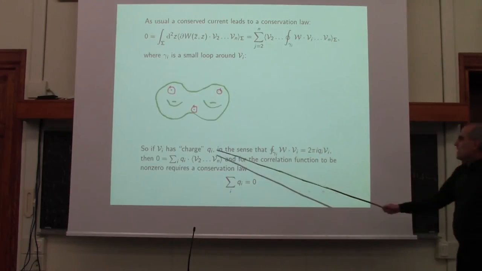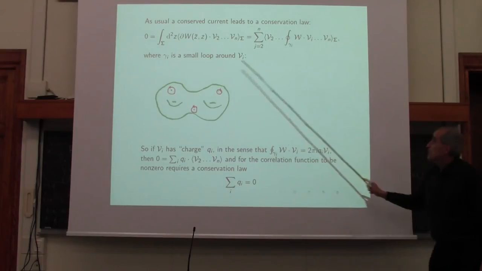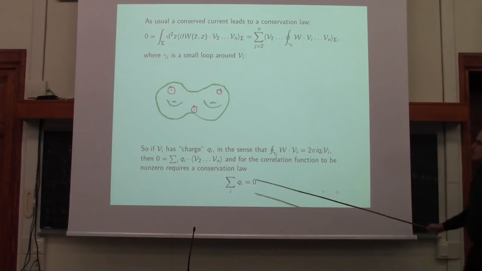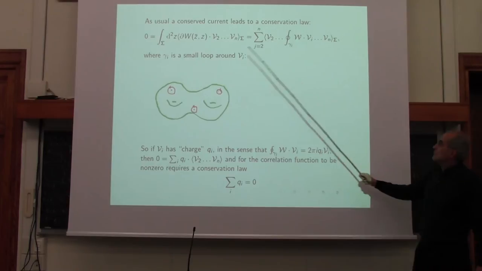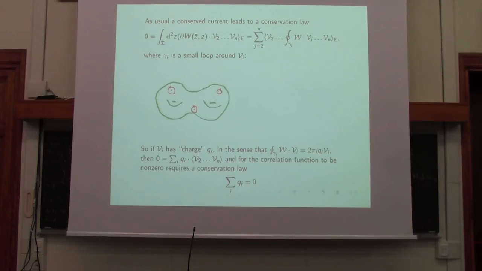So if Vi has charge Qi, meaning that the surface integral for the ith operator multiplies it by Qi times 2 pi i, then 0 is the sum of these surface terms. And therefore, for the correlation function of just the last n minus 1 operators to be nonzero, there has to be a conservation law. The sum of the charges is 0. So, I hope that was familiar to most of you. All I'm saying is that a conserved current leads to a conservation law in either classical or quantum mechanics. We just use a conserved current on the world sheet.